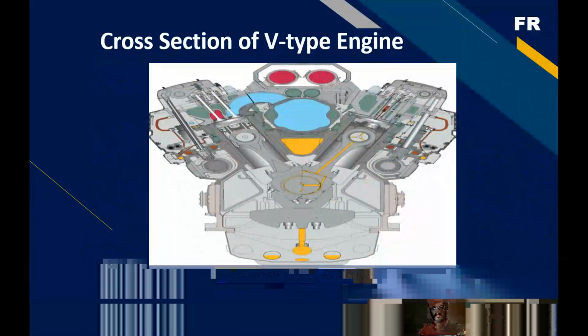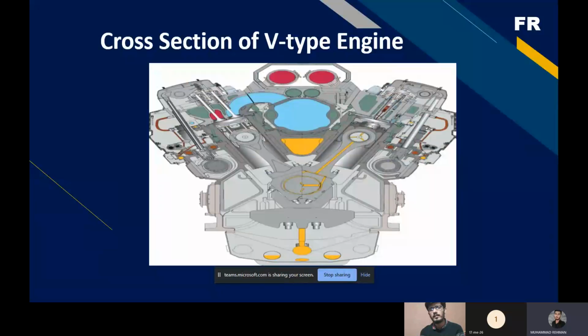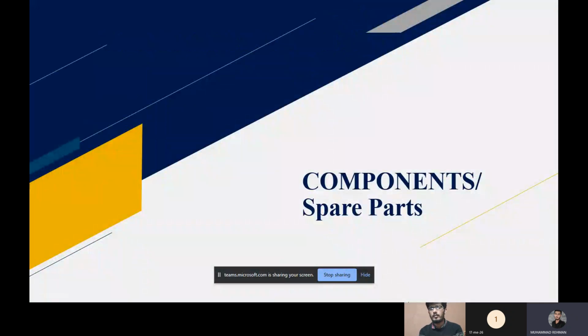So here is the cross section of a V-type engine. Basically, the two cylinder banks are at an angle, maybe 90 or 60 degrees, in a V-type. So, components and spare parts. Sham, kindly continue.